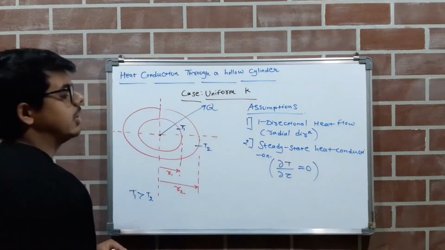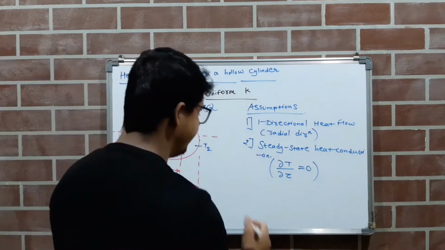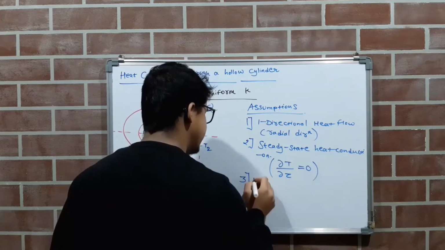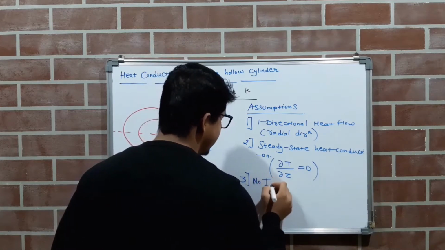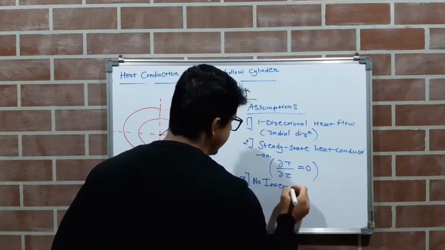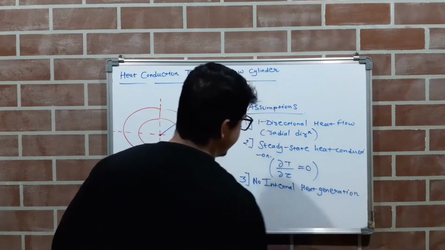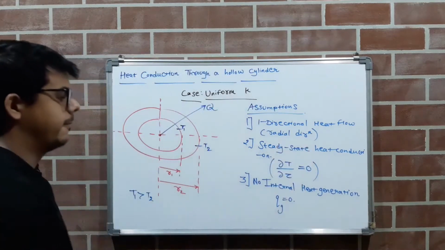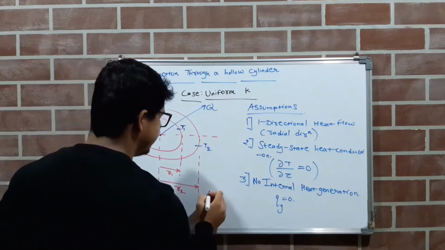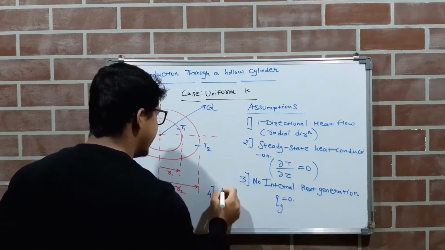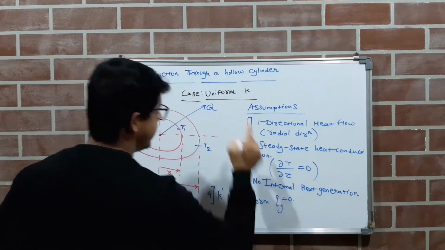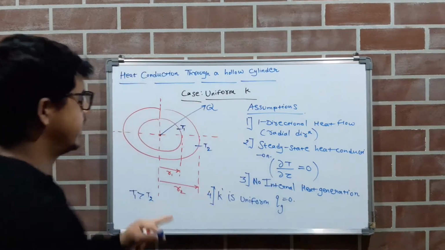That means temperature will not change with respect to time. Now the third assumption is there will be no internal heat generation. That means Qg will be 0. Then the fourth assumption is our K is uniform. That is our case. So we will write here K is uniform.